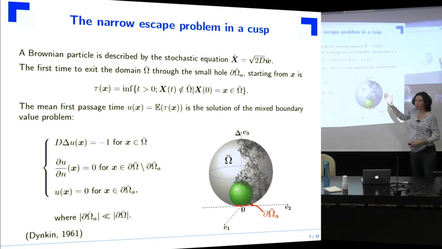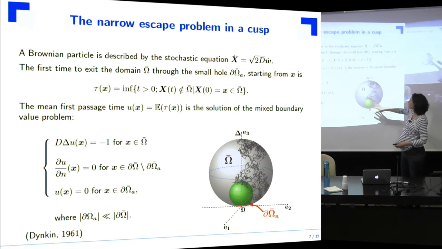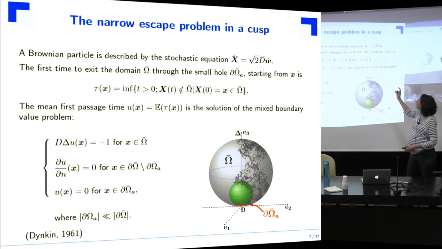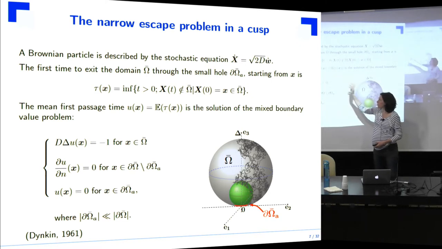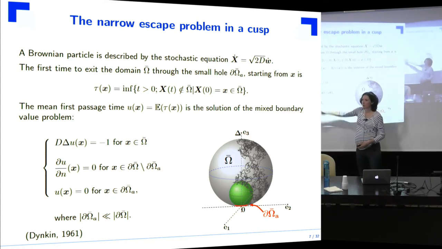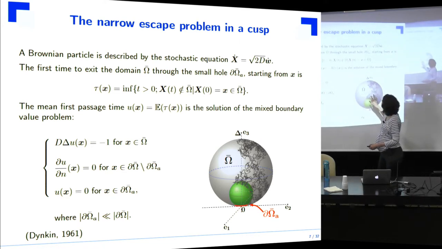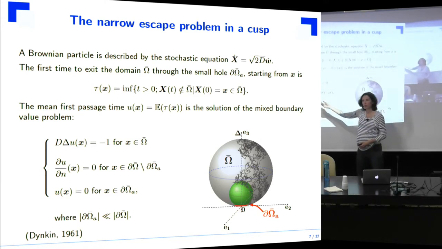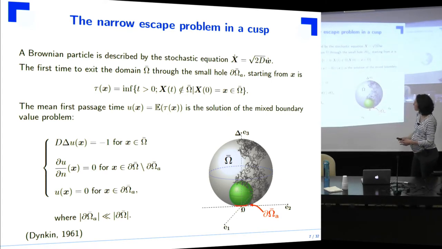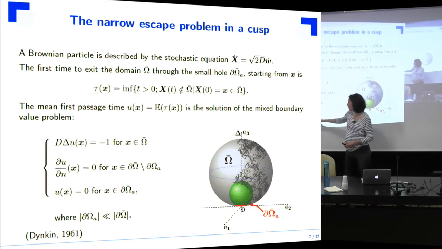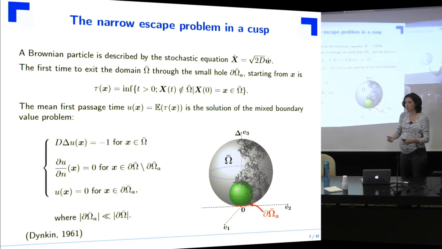So quickly, for those who don't know the narrow escape problem in a cusp: we take a Brownian particle described by a stochastic equation, and we consider the first time to exit the domain omega through the small hole represented by this ribbon. This is the formulation, and we know that the mean first passage time u, which is the mean of t of x, is the solution of the mixed boundary value problem here. I'm reflected everywhere on the blue sphere and the green sphere, and absorbed at the red cylinder. The assumption that holds here is that the surface of the cylinder has to be very small in front of the surface of all the rest of the domain.